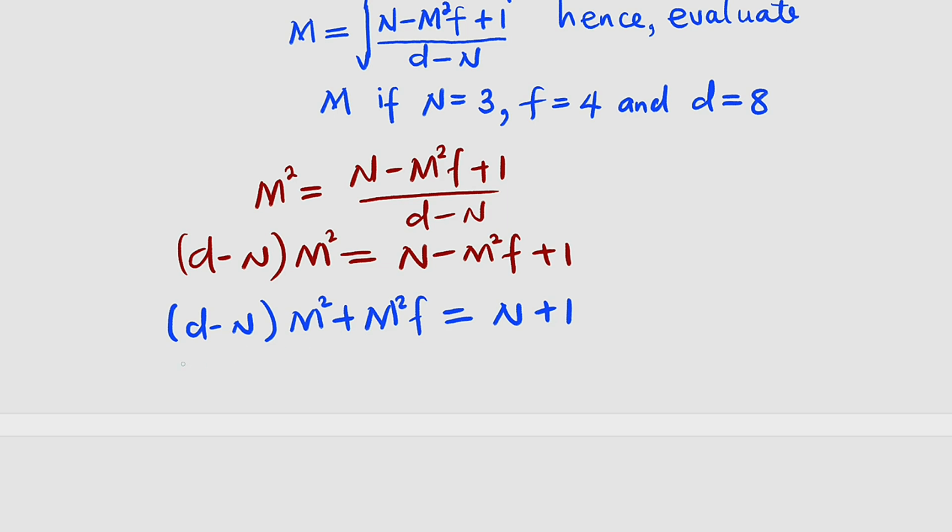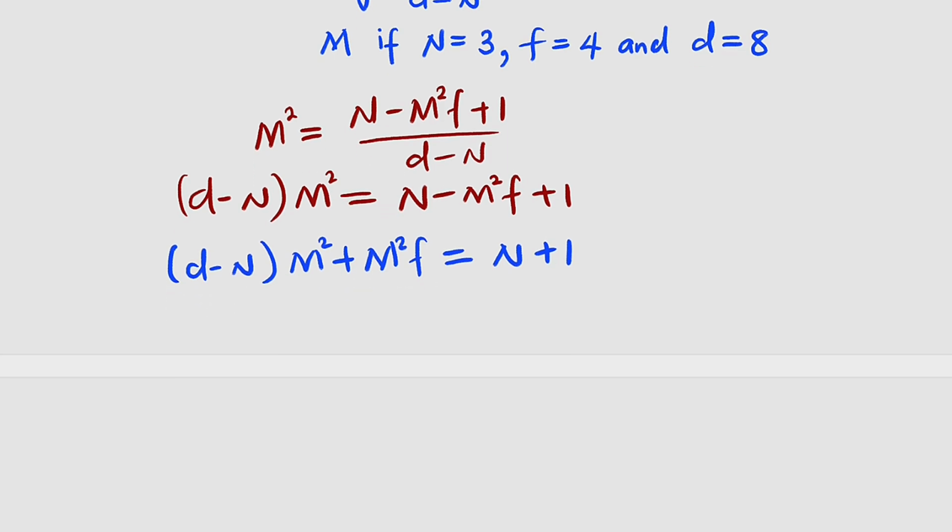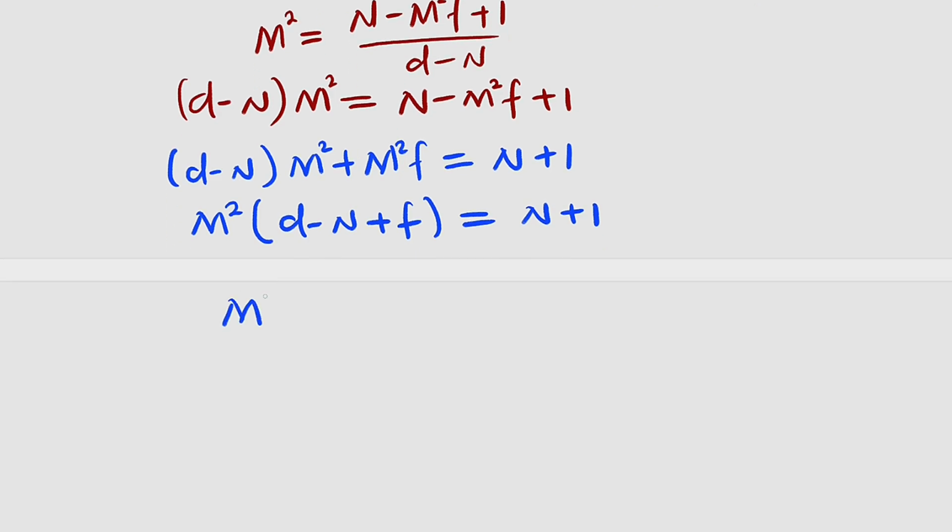Now we're going to factor out m squared here because we have m squared in both terms. So we have m squared outside. Inside, from the first term we only have d minus n, from the second term we have f, and this is equal to n plus 1. Now we're going to divide both sides by d minus n plus f so that we have m squared on the left hand side, equal to n plus 1 divided by d minus n plus f.